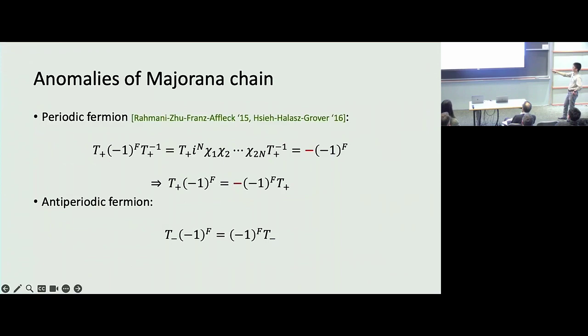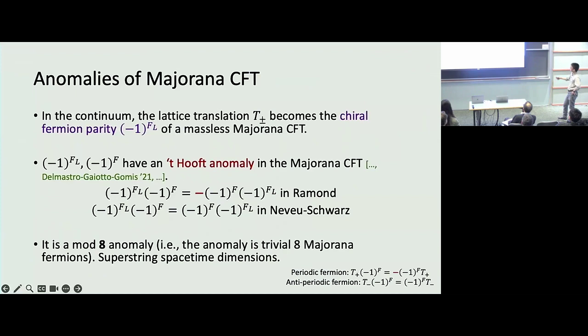If you try to compute the commutation relation between the lattice translation and the fermion parity, there's an important minus sign here. It's a one-line calculation that's very easy to do. So this is a minus sign in the Ramond sector. If you're in the Neveu-Schwarz sector, there's no minus sign. In fact, this minus sign corresponds to the following minus sign in the Majorana CFT. In the continuum limit, this (-1)^F becomes the non-chiral fermion parity of the Majorana CFT.